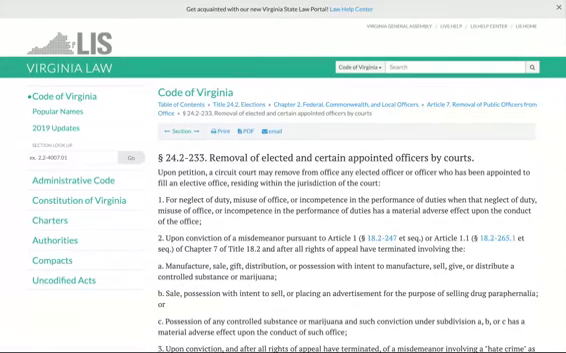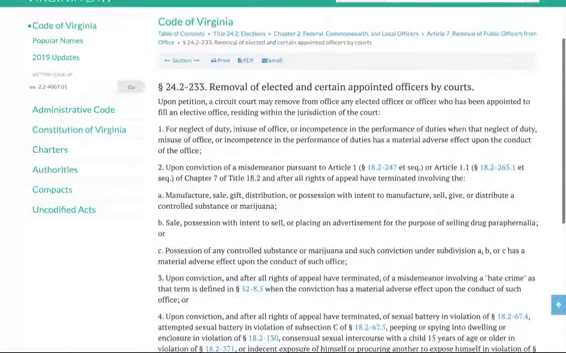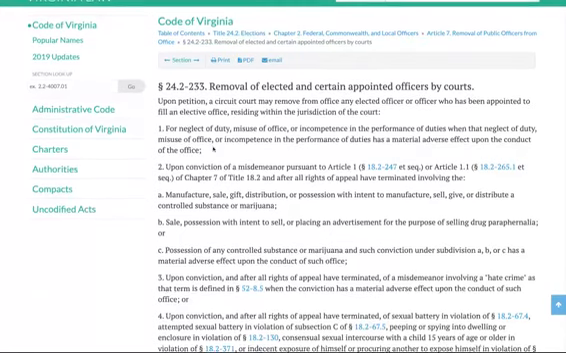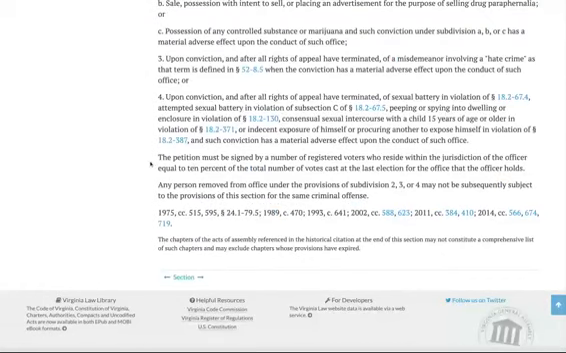All right. So in order to recall the governor, this is the code section right here. It's 24.2-233 of the Code of Virginia. Now, when you look at 24.2-233, these are the reasons why you could recall an elected official. Now, this is called a judicial recall. All right. So the very first thing that you have to get to starts right here. It must be signed by a number of registered voters who reside within the jurisdiction of the officer equal to 10% of the total number of votes cast at the last election for the office that it holds. Okay, so that's 10%.